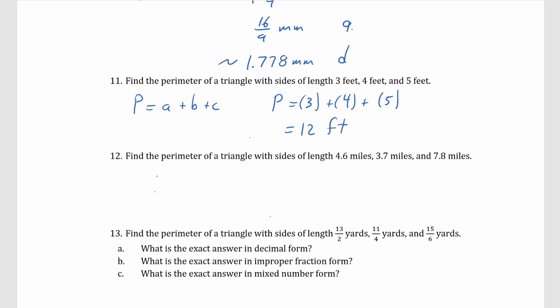Next triangle, P is equal to 4.6 plus 3.7 plus 7.8. And let's see what I get there. 4.6 plus 3.7 plus 7.8. That's going to be 16.1, and that's in miles.